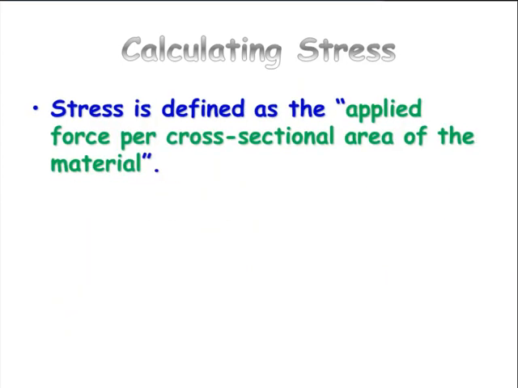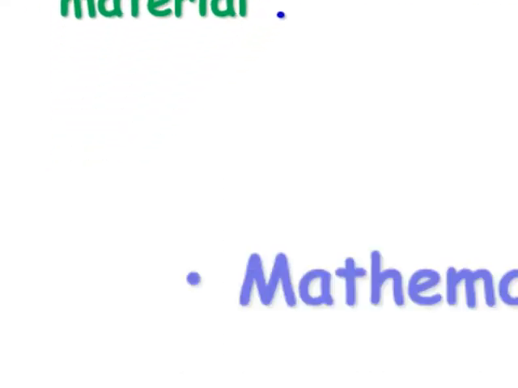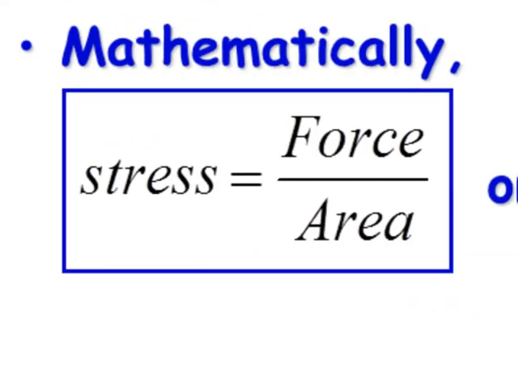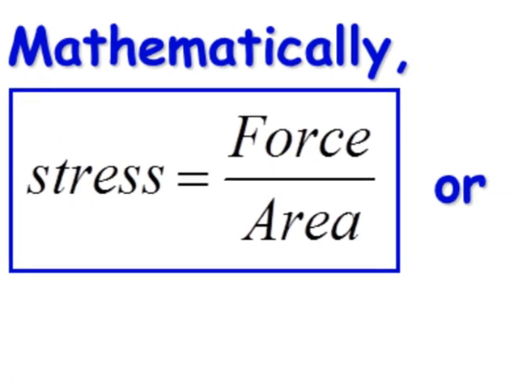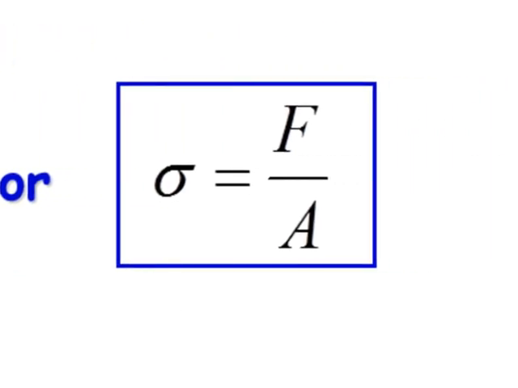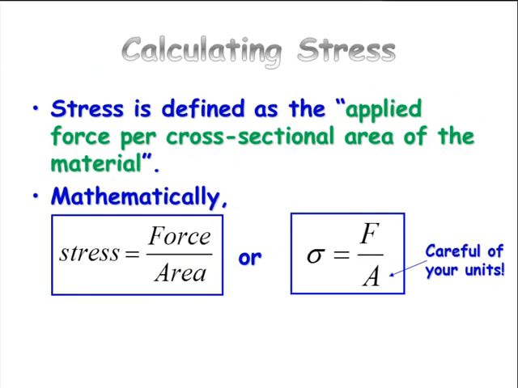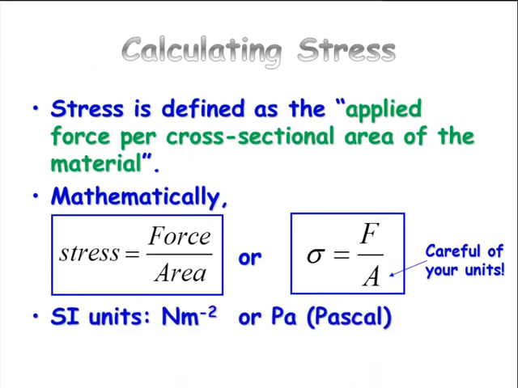So let's define this mathematically. Stress is the applied force per cross-sectional area. Remember to use your SI units. Stress equals force over area, or in symbols, sigma equals F over A. The units are newtons over meters squared. A quick warning: the SI unit is newtons per meter squared, but that's also equivalent to the pascal. So 1 newton per meter squared is equivalent to 1 pascal.